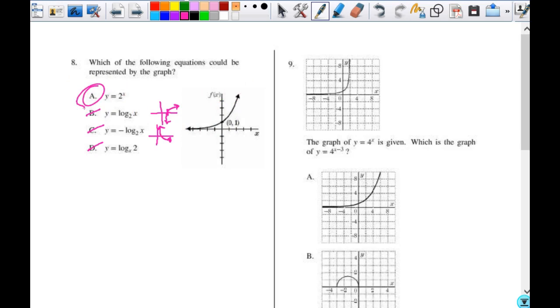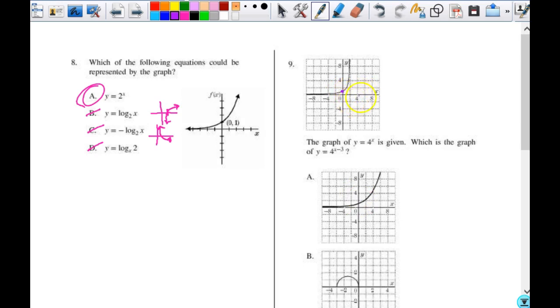Alrighty, number 9. The graph of y equals 4 to the x is given. Which is the graph of y equals 4 to the x minus 3? Alright, so to transform this, we know that when you subtract from x, you're actually adding to the x value, so it's a shift to the right 3. So if I look at a key point, let's go with that one, I need that point right there to go 1, 2, 3 to the right.